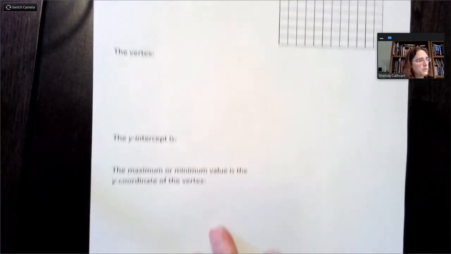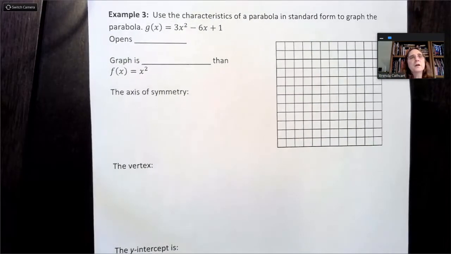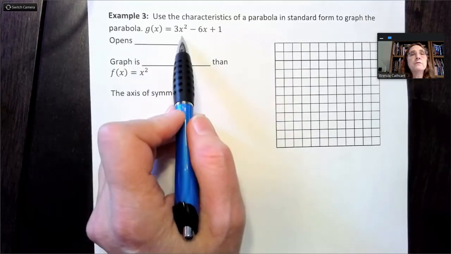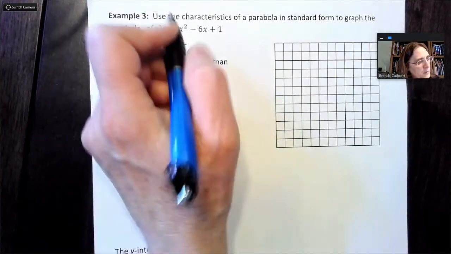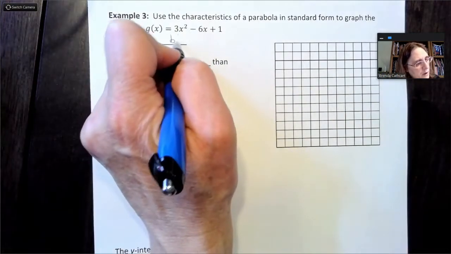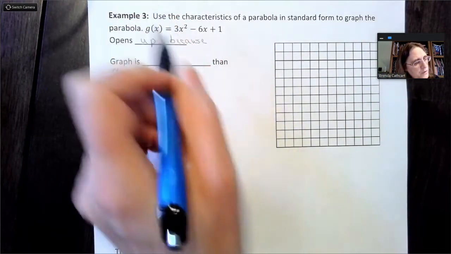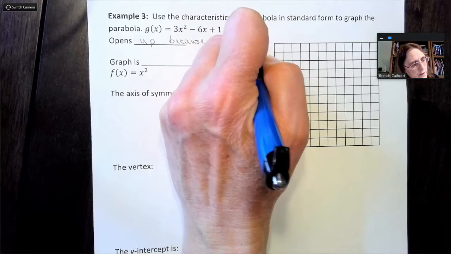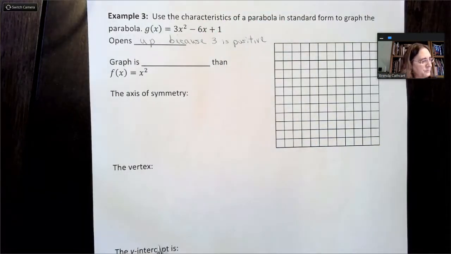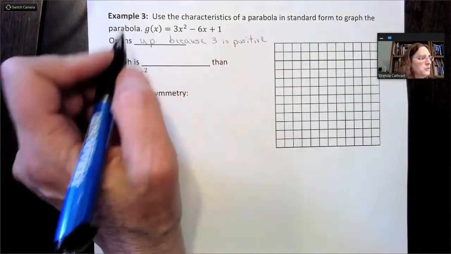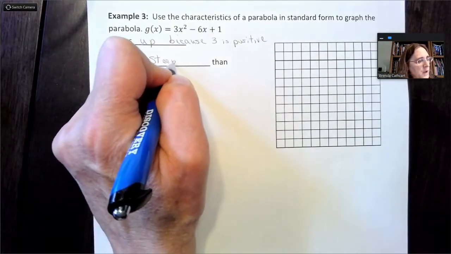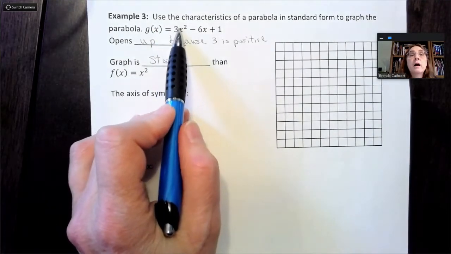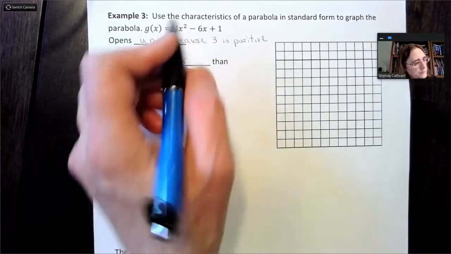So let's start with our parabola, our function, g of x equals 3x squared minus 6x plus 1. This graph is going to open up because 3 is positive. Our leading coefficient, the coefficient of the x squared term, is positive because 3 is positive. This graph is also going to be steeper, or narrower, than the graph of f of x equals x squared because the absolute value of 3 is greater than 1.